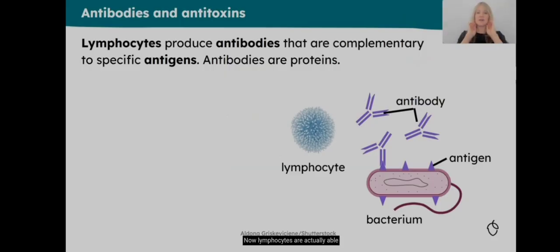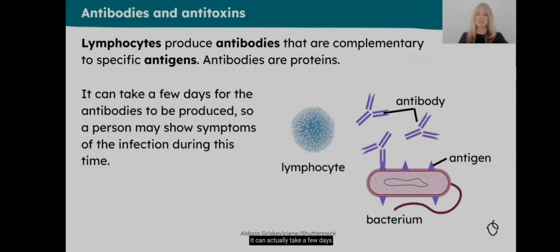Now, lymphocytes are actually able to produce things called antibodies, okay? Antibodies, we can see there in the image that is being shown, and they have that funny Y shape, and on the end of each of the Ys, they have a little binding site. That binding site is able to bind to specific antigens, and again, that will be because of their shape. Antibodies are also proteins, so they have a specific 3D shape that will be able to fit and be complementary to that antigen.